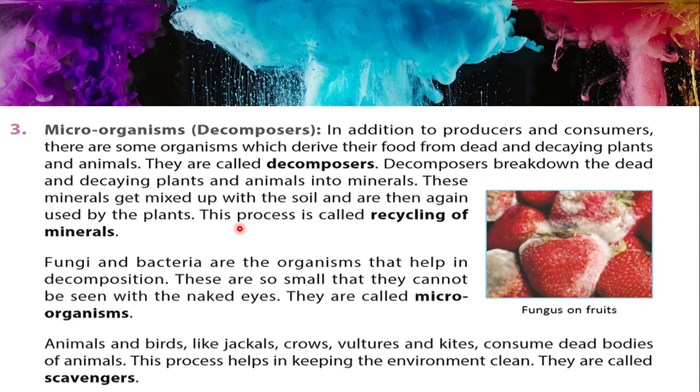They are the decomposers. In addition to the producers and the consumers, there are some organisms which derive their food from dead and decaying plants and animals. They are called decomposers. Decomposers break down the dead and decaying plants and animals into minerals. These minerals get mixed up with the soil and are then again used by plants. This process is called recycling of minerals.